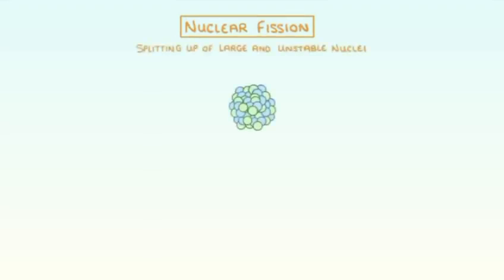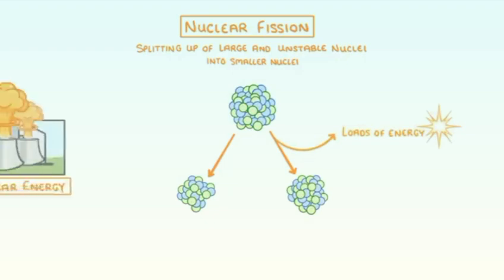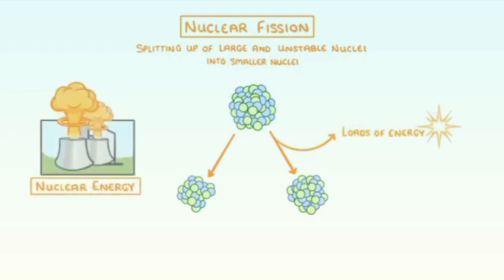In today's video, we're looking at nuclear fission, which is the splitting up of a large and unstable nucleus into smaller nuclei. At the same time, it releases loads of energy, which is how we get all of our nuclear energy here on Earth.